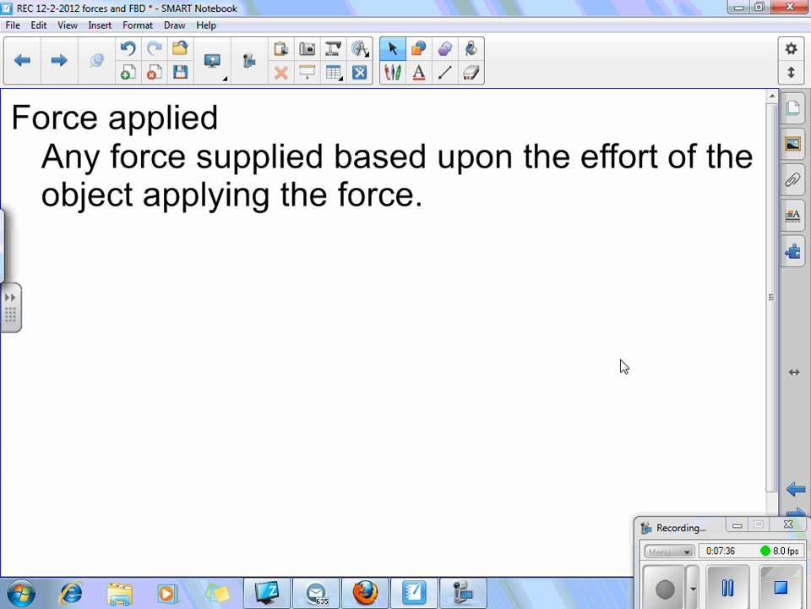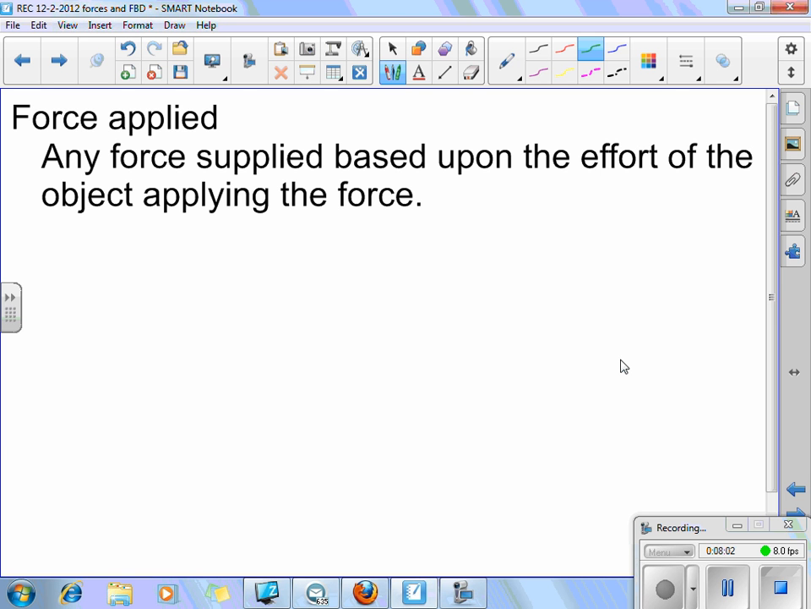Next one, force applied. This seems confusing at first, but basically it's any time an object is applying a force to something. Like if I was the object, I can apply forces to things because I have muscles and such. I can use my muscles to apply a force to something. My car can apply a force to the road through the tires because all I have to do is hit the gas pedal and they rotate more and I'm going. So a force applied is an object supplying motion to something else.